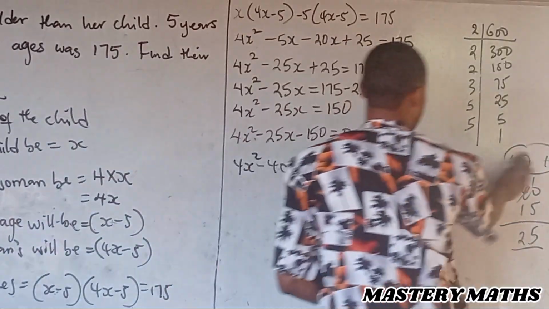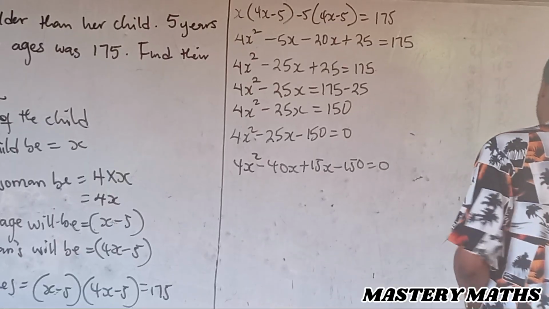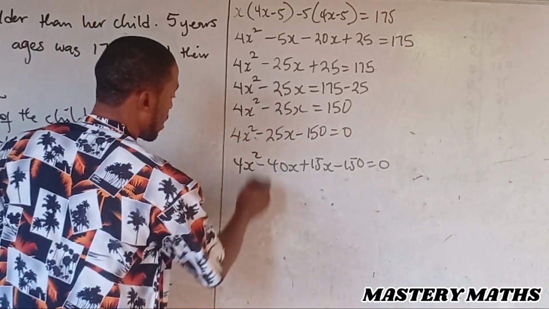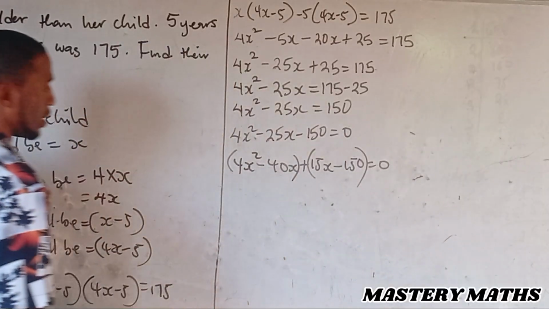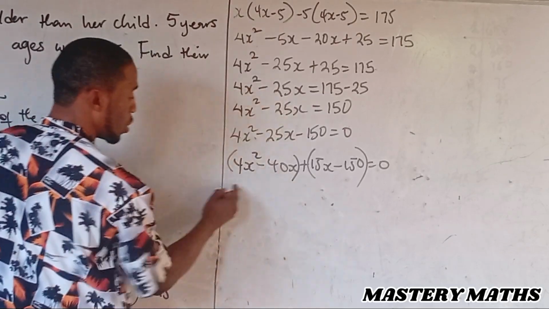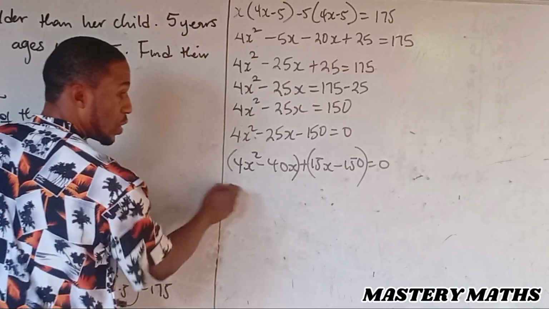Then, after we've done that, what do we do? We put them in brackets. We bracket both of these, like this. After we've done that, we will now look for the common factors. What is the common factor here?